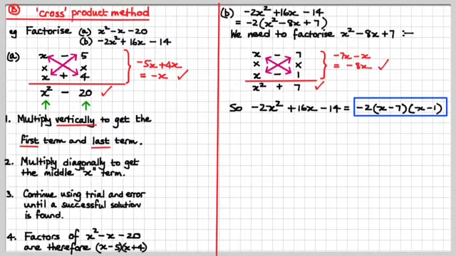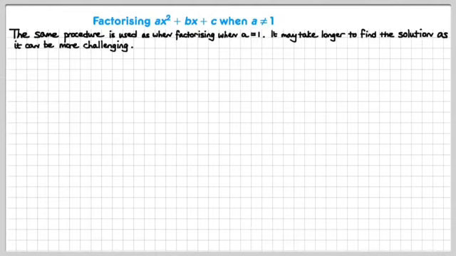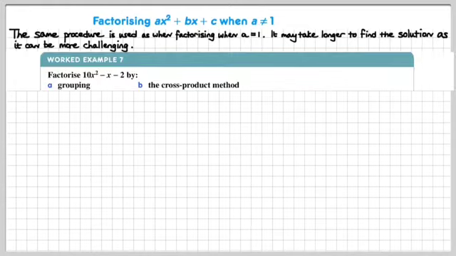Are you pleased? Do you like the idea of it? Which one do you like better? Do you like the factors and grouping method, or do you like this cross product method? It's your choice, really. Now, this is part B of this video. We're going to factorise quadratic trinomials when a is not equal to 1. As I said to you, it is the same procedure that we use as when a was equal to 1, but it's just a little bit more challenging. It may take longer to find the solution as it can be more challenging.